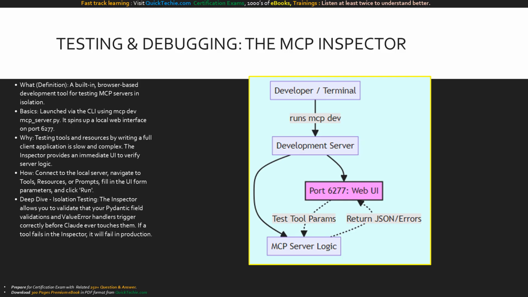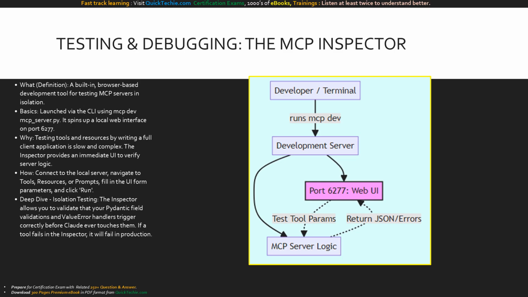You must test it. To do this, the Python MCP SDK includes a phenomenal tool called the MCP Inspector. What is it? It's a built-in, browser-based debugger for your server. The basics are simple. Instead of running your script normally, you use the command mcp-dev mcp-server.py. This boots up your server alongside a local web interface on port 6277. Why is this so crucial? Because wiring up a full MCP client and Claude API pipeline just to test a single function is incredibly inefficient.